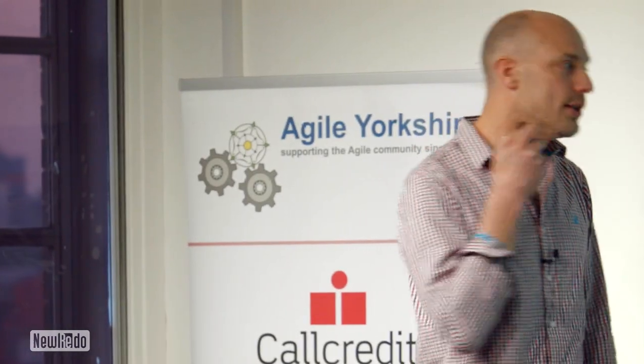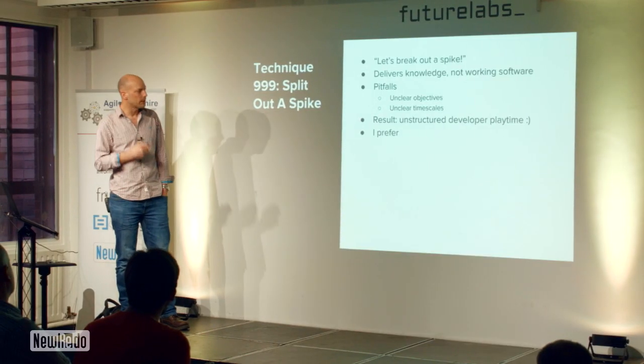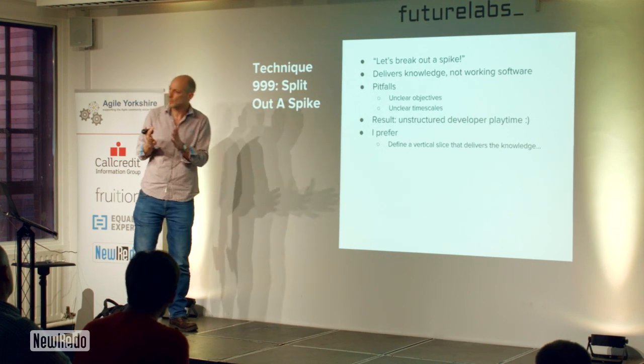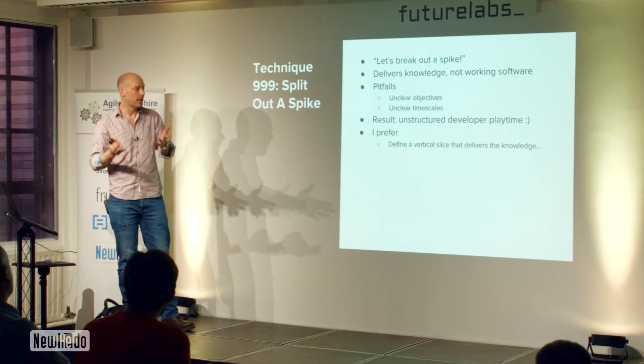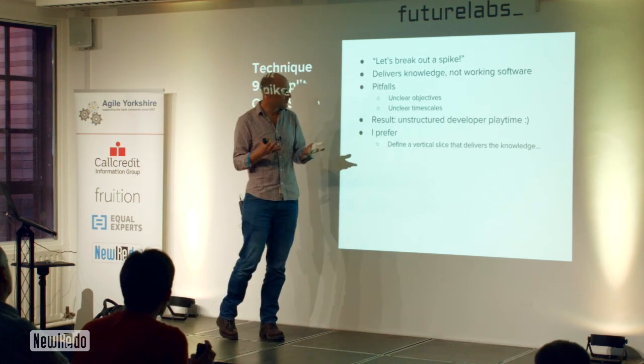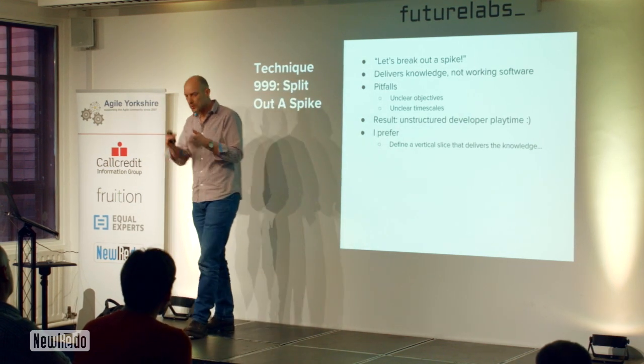So I'm not against spikes, but what I prefer to try and do is put context around the spike. So rather than saying, just go play with that thing, I'll say, okay, let's look at the vertical slice of actual real functionality that, if you were to attempt to deliver that, would deliver the knowledge first of all, but it would also give us some nice, clear, focused boundaries on the scope of the spike, and also might deliver some working software, some actual value as well.